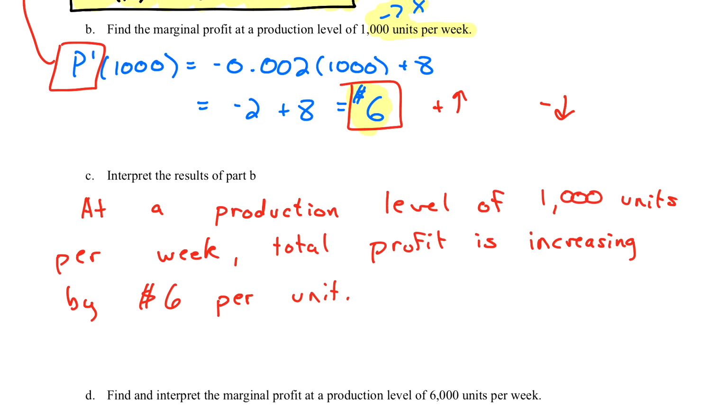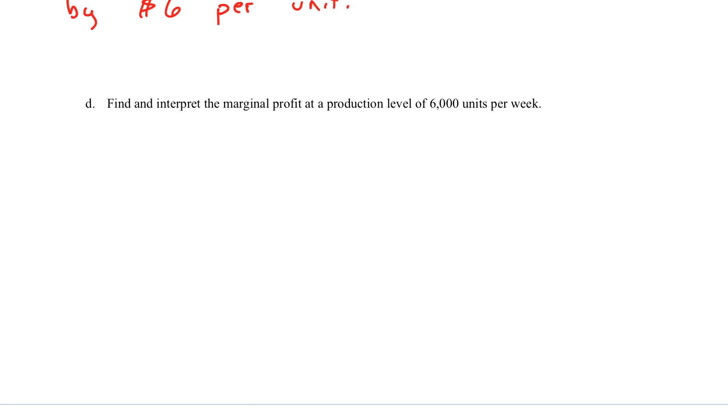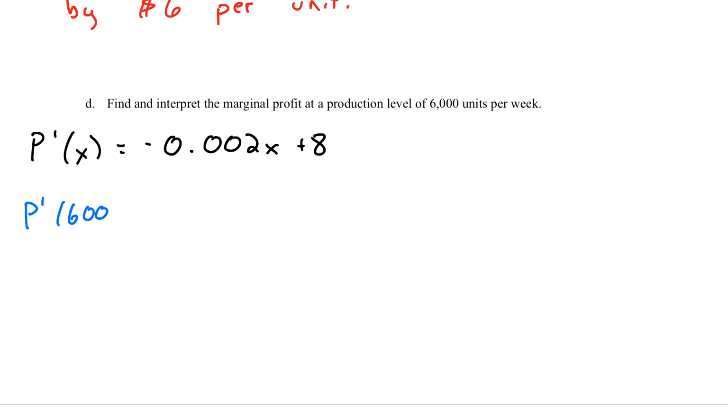I want to look at one more quick example here. Part D, I want to find and interpret the marginal profit at a production level of 6,000 units per week. So just to recall, our marginal profit function, P prime of x, was negative 0.002x plus 8. So first of all, to find the marginal profit, I'm going to take 6,000, plug that in for x. So P prime of 6,000.